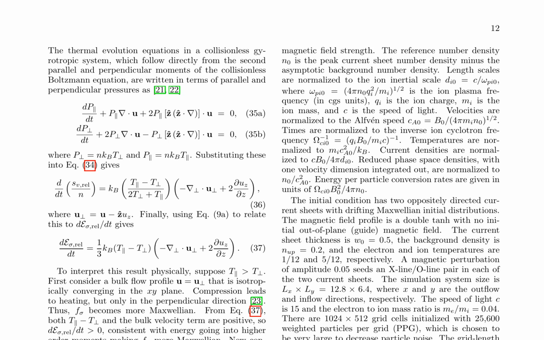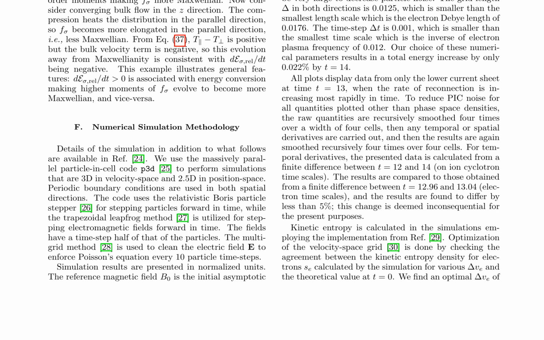To simulate these phenomena, a massively parallel particle-in-cell code, P3D, is employed with a 3D velocity space and 2.5D position space setup. The simulation parameters include periodic boundary conditions, a grid size of 12.8 x 6.4, and a particle-to-grid ratio of 25,600. The time step is chosen to be smaller than the smallest timescale, which is the inverse of the electron plasma frequency.